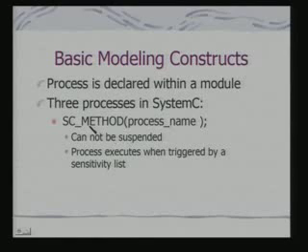So if I declare a process as an SC_METHOD, what does it mean? This process cannot be suspended, and the process executes when triggered by a sensitivity list. The sensitivity list may translate to external signals to which the process is linked. That means you can imagine this as an action which would take place when a particular signal is true or valid.